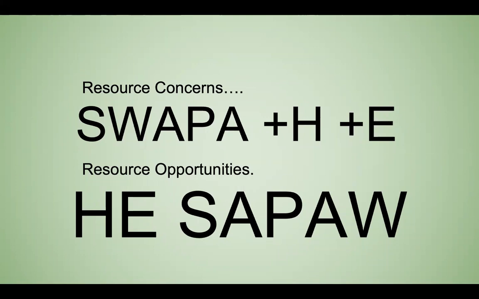Today, I'm joining you for a quick video to just recap on the 7 categories of what we like to call resource opportunities. The United States Department of Agriculture has identified what they consider resource concerns. Resource concerns are the groupings of natural resources that exist in nature and need to be considered when doing conservation planning. Their acronym for remembering the resource concerns is SWAPA plus H plus E.